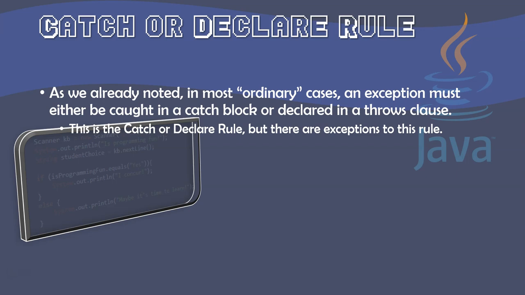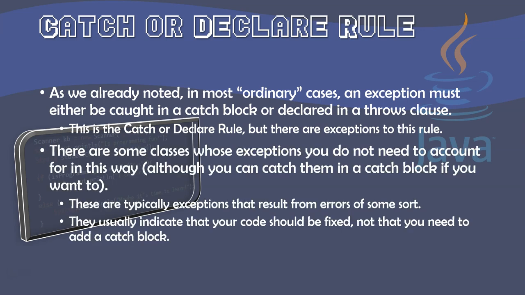Again, this is what we introduced last time when we were using this with our methods. But just like with any rule out there, there's always an exception, right? There are some classes whose exceptions you do not need to account for in this way, although you can technically catch them in a catch block if you really want to. These are typically exceptions that result from errors of some sort. They usually indicate that your code should be fixed, not that you necessarily need to add a catch block.